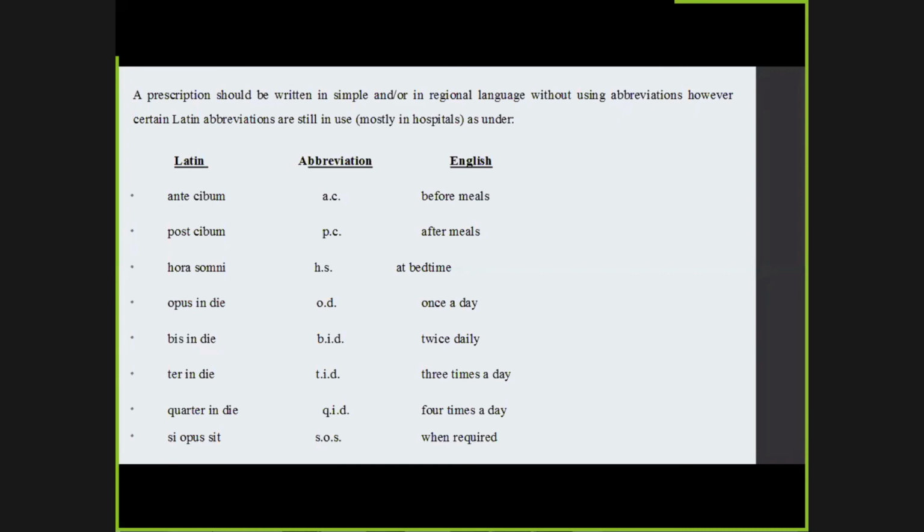Si opus sit or SOS. This is a very common terminology which you would be seeing more frequently in the clinics. Is as and where required. Take SOS whenever needed. That means whenever it is required, you can take this. Okay. Common confusions happen between AC and PC particularly because post cibum or PC can be implied as post meals.